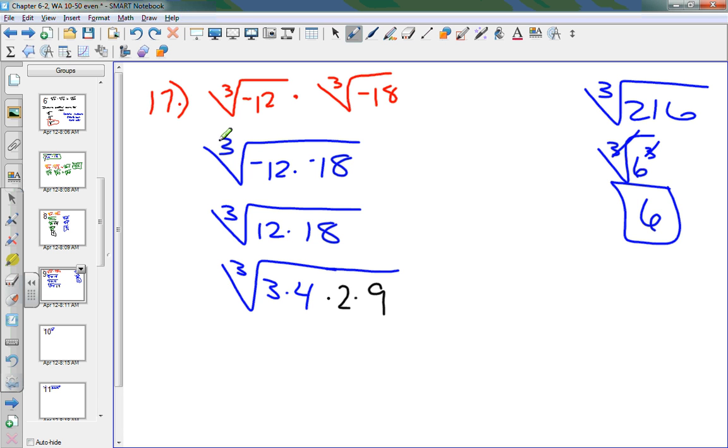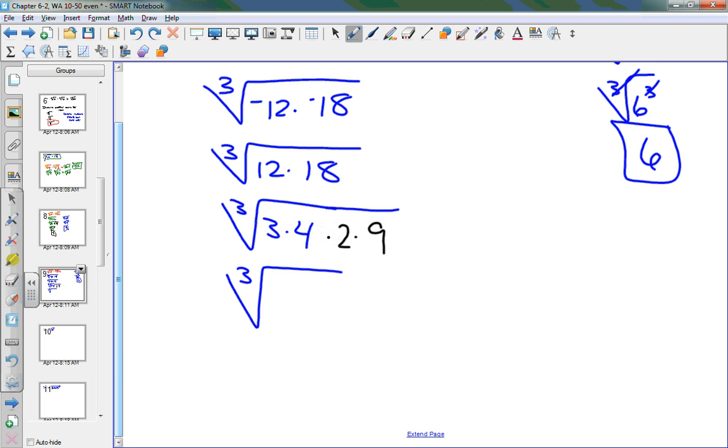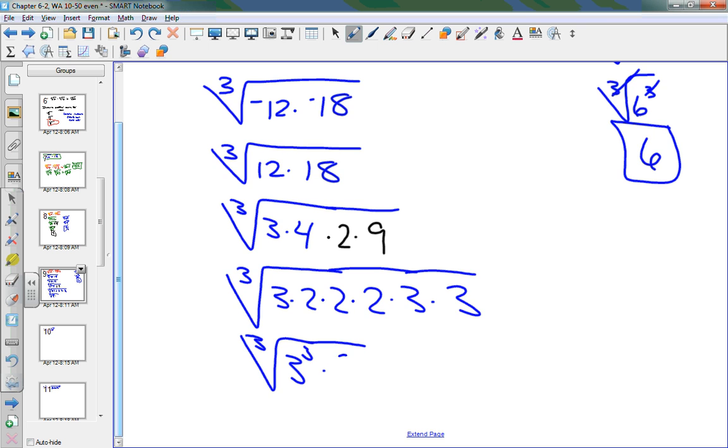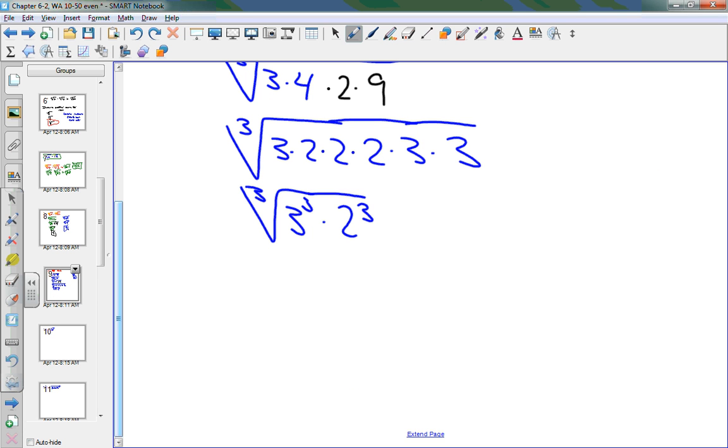Well, what do I know about 4? It's a perfect square, which is 2 times 2. So 3 times 2 times 2. What's 9? 3 times 3. How many 3s do I have in there? 3. How many 2s do I have in there? 3. So what I have here is 3 cubed times 2 cubed. They cross out. That becomes a 3, that becomes a 2. 3 times 2 is 6.